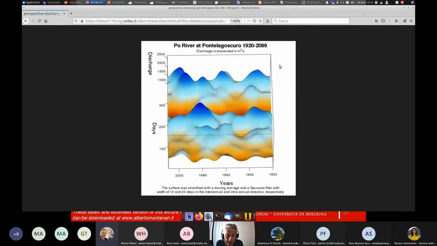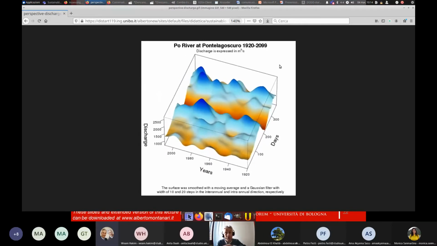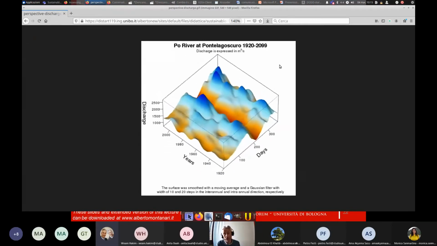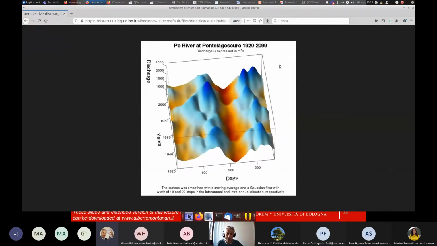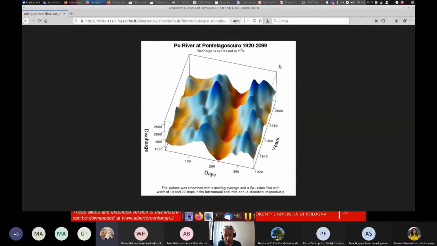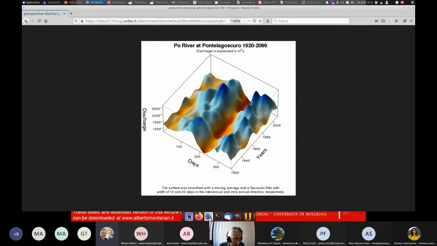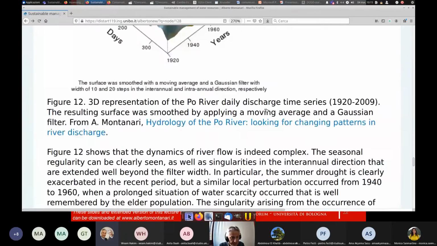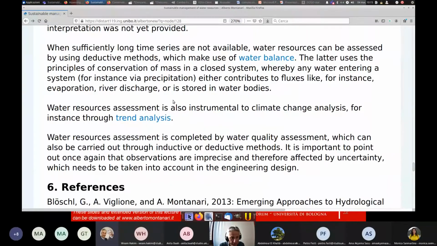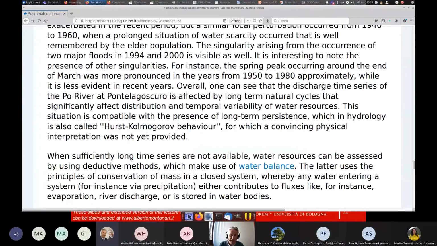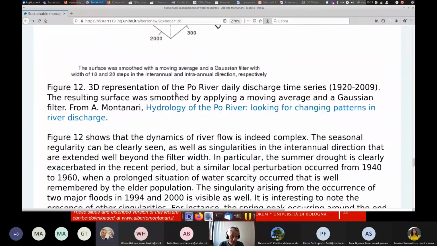The last thing to say is that this time series is smoothed, because in order to understand these macroscopic behaviors of variability, I needed to smooth it. Okay, I think we can stop here with this premise, and then we have to turn to water resources assessment.